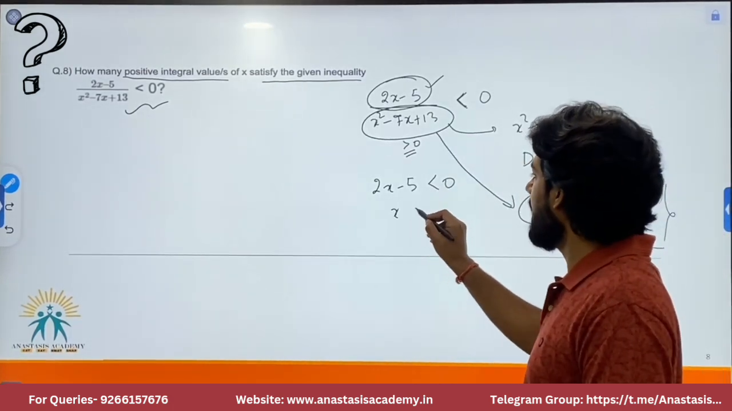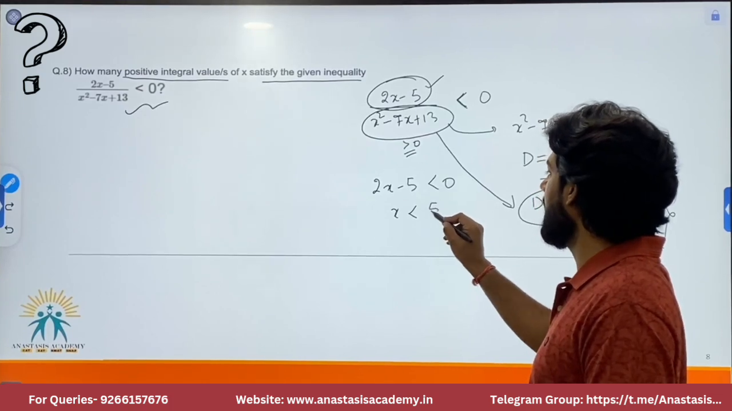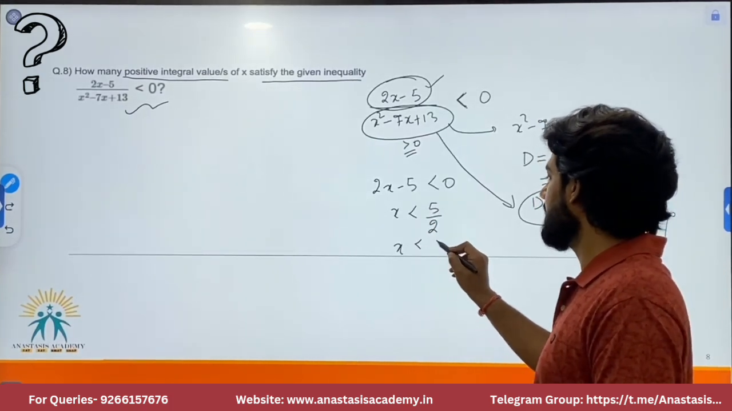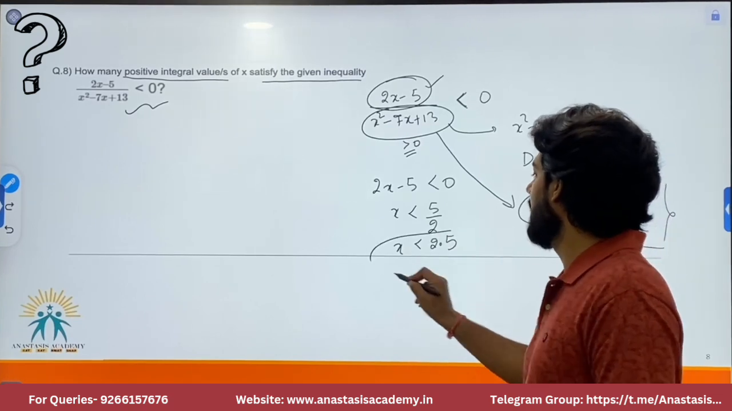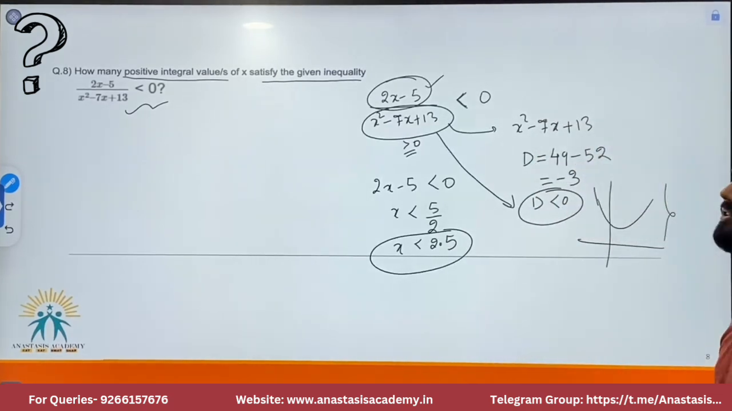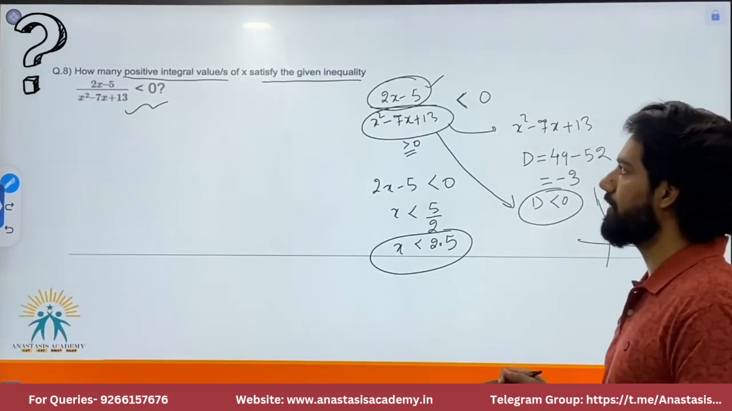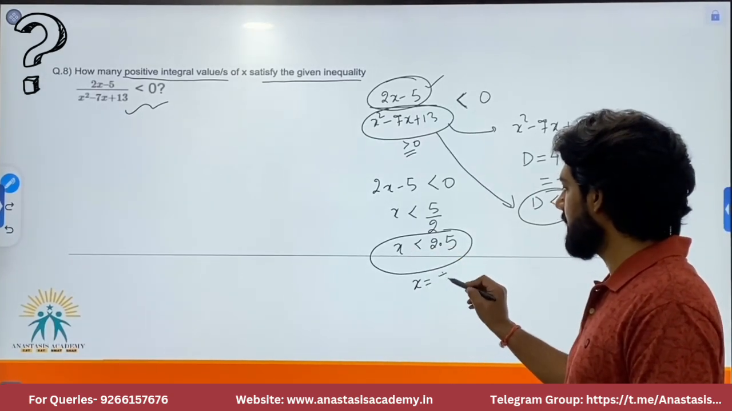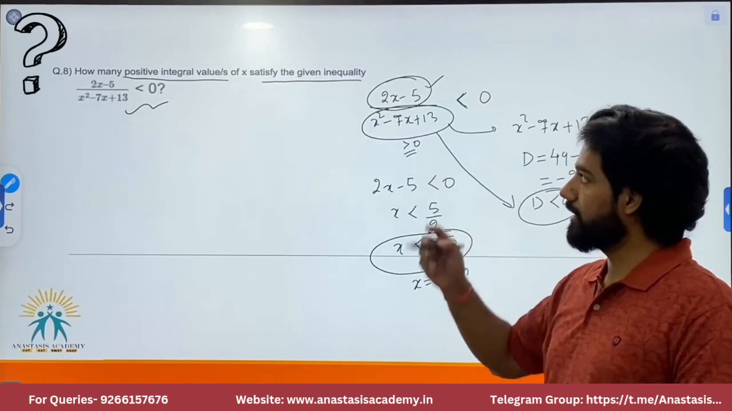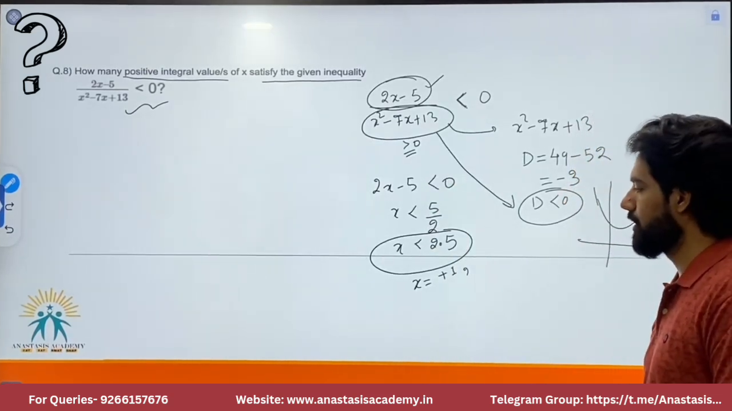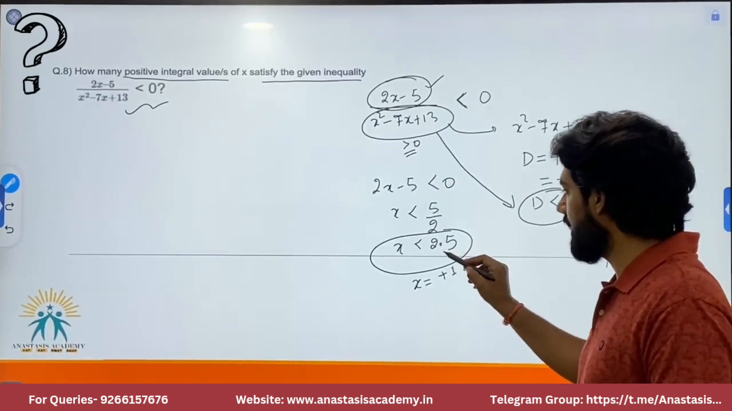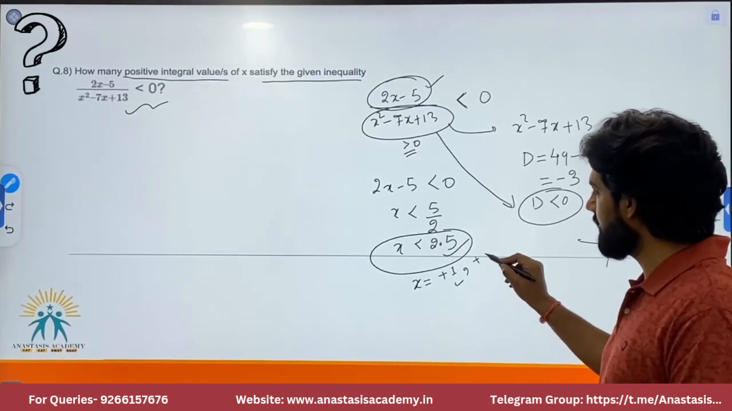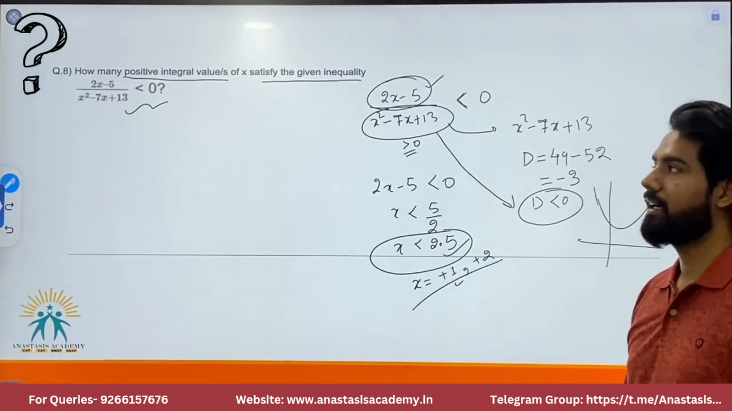So from here, I get x less than 5/2, so x is less than 2.5. And I need to find how many positive integral values of x satisfy the given inequality. So what are the integral values less than 2.5 that are positive? x equal to 1 and x equal to 2 satisfy the condition.